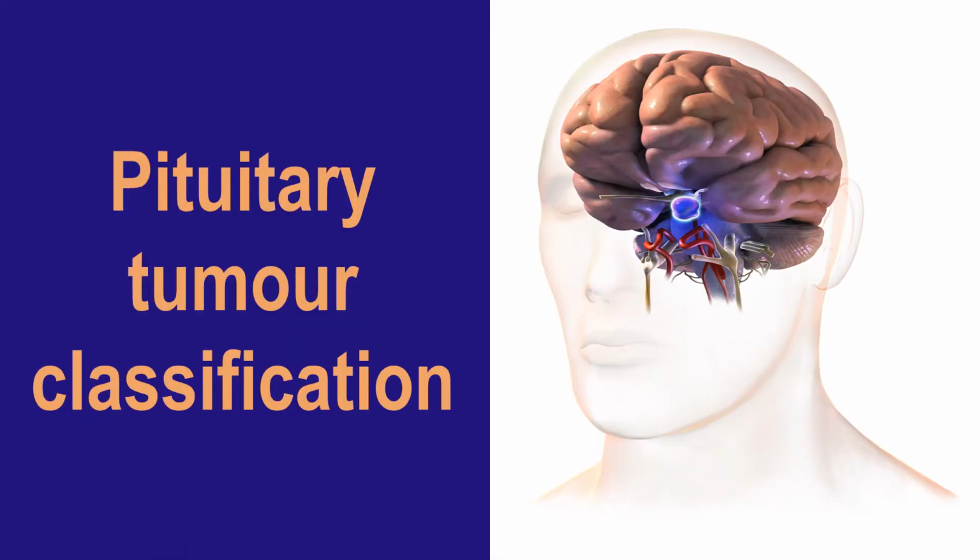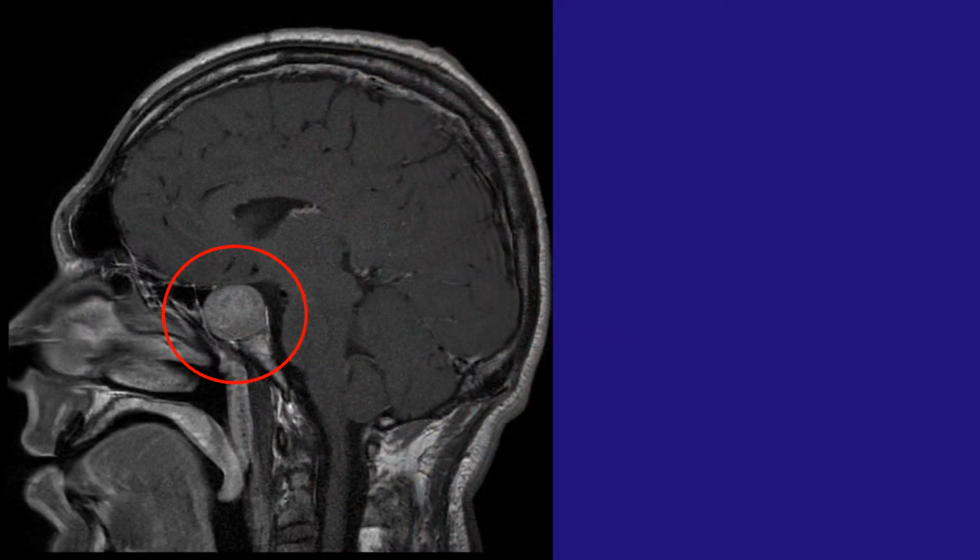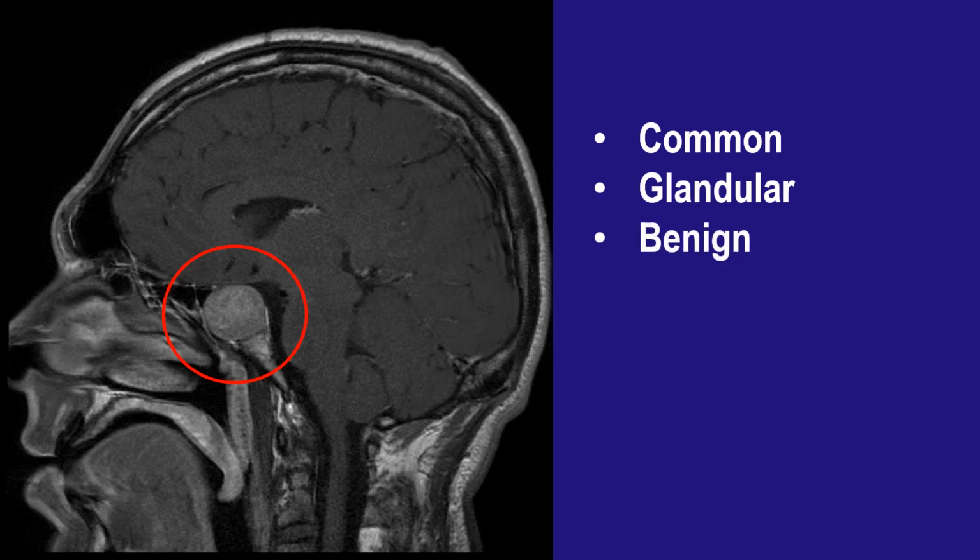Today's topic is on how to classify pituitary tumours. The pituitary gland is located at the base of the skull within a hollow space called the sella turcica, just inferior to the hypothalamus. Pituitary tumours are common, representing 10 to 25% of all intracranial neoplasms. They're made of predominantly glandular tissue and are mostly benign, giving them the name adenoma.